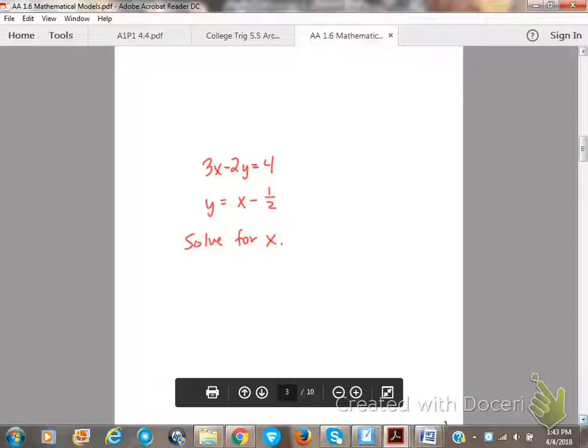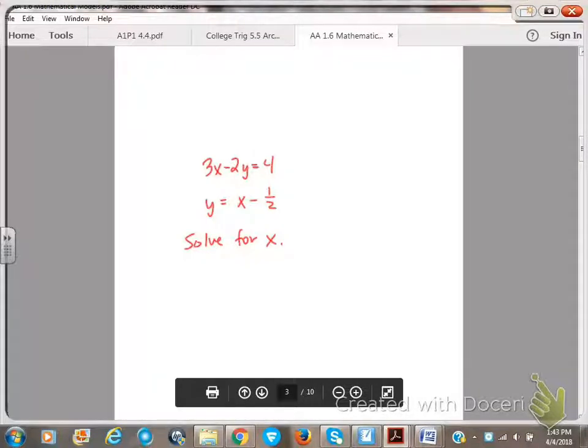All right, now, down here, what are we going to do with this x minus 1/2? Plug it in where? Y. On the first one. So this is going to look like 3x minus 2, and then in parentheses, x minus 1/2, and it equals 4. Does everybody understand how we're replacing the y with the equation there?